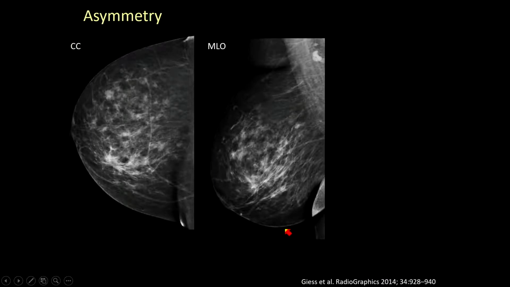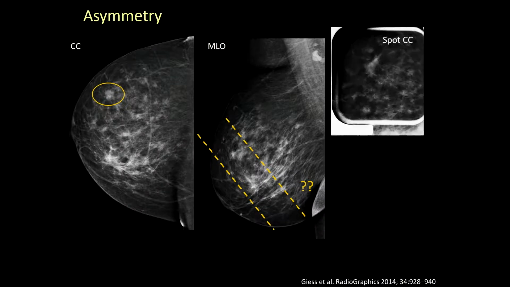This is another one-view asymmetry. An astute colleague of mine picked up this finding lateral to the nipple on the CC view. Who knows where it is on the MLO view? There's tissue at the appropriate depth at multiple levels. She was recalled for workup.